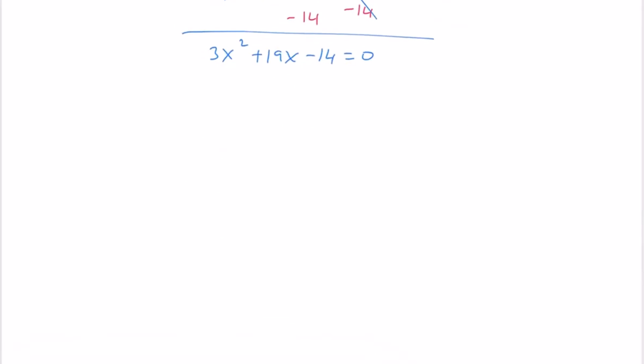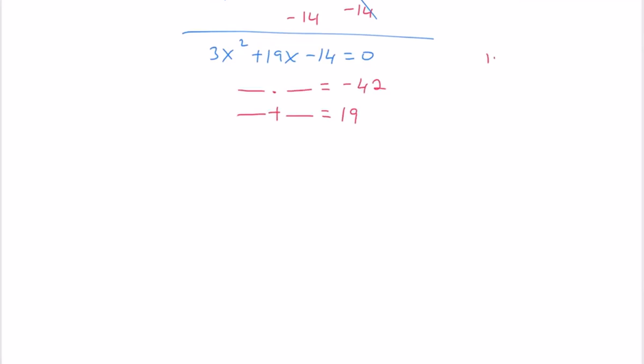Factor 3x squared plus 19x minus 14. So here we have three terms. The number in front of x squared is 3, so we need the AC. Use the AC method. Two numbers that multiply give us a times c, so 3 times negative 14. That gives us negative 42. But when we add, we get the middle number 19.